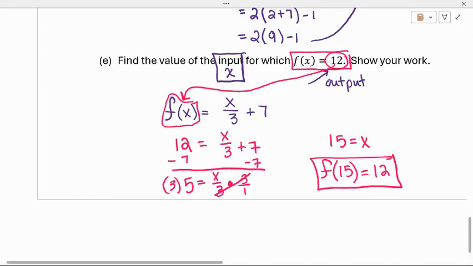So this one we had to find the input. We were given the output. We still have the same function rule, but we had to find the input. What x value gives you an output of 12, okay? I want everyone to grab a calculator because you get to use a calculator, right? Remember they're in your buckets in front. We did that test on Friday.